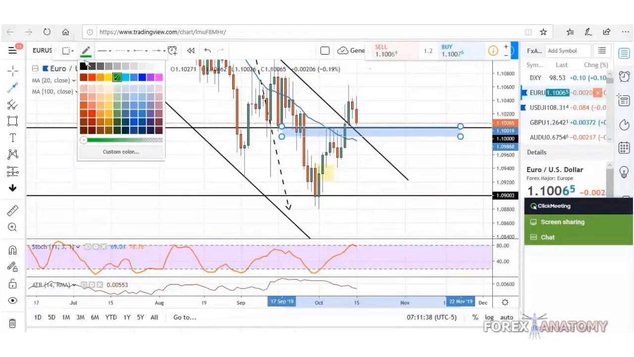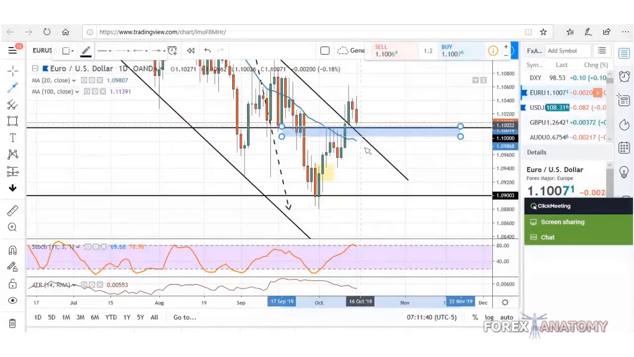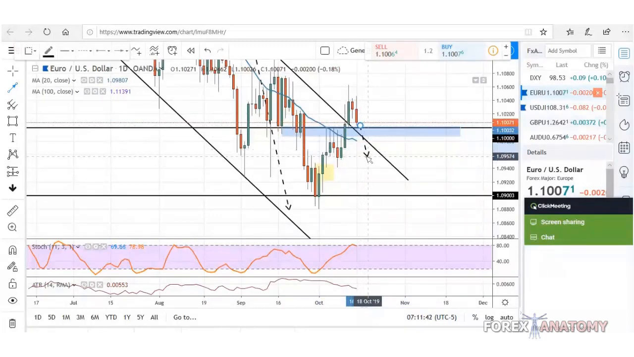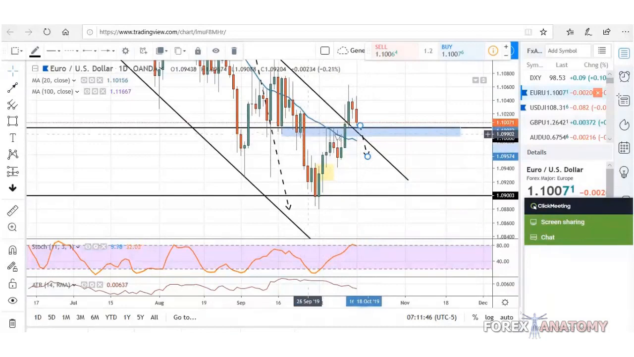So in other words, if price decides to break lower and break below this descending channel resistance and break below this zone of structure, then there's a possibility that we could still see the sellers in control, and you may want to look for an opportunity to sell on a pullback.